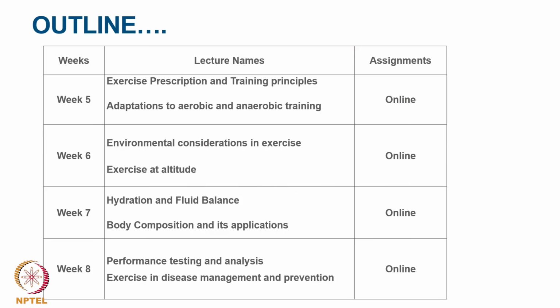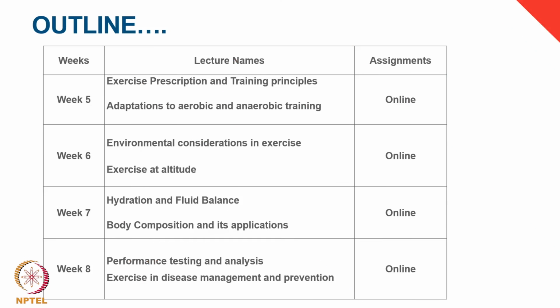In week 6, we will talk about the environmental considerations in exercise. How does the environment, heat, cold, humidity, etc., affect the exercise? How does altitude affect exercise? And how we can use altitude in our training to help us in better training the athlete. Week 7 will talk about hydration and fluid balance. We will also be speaking about body composition and its applications in exercise.